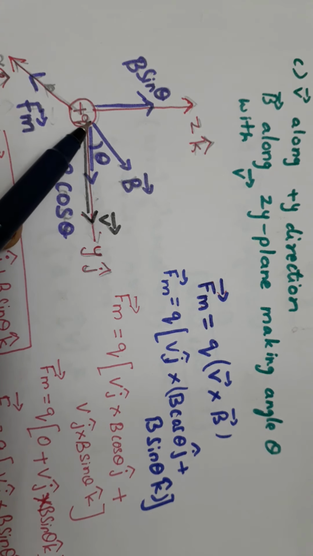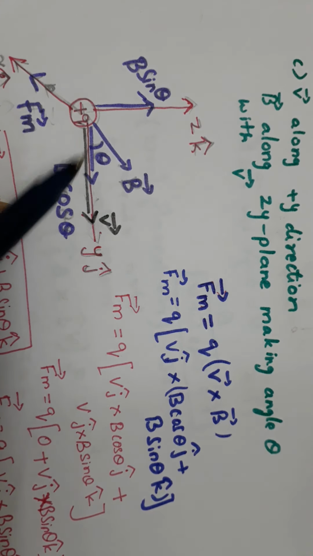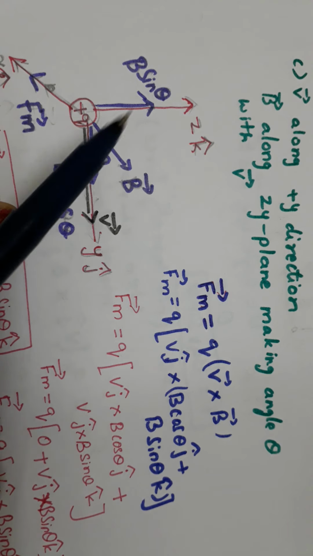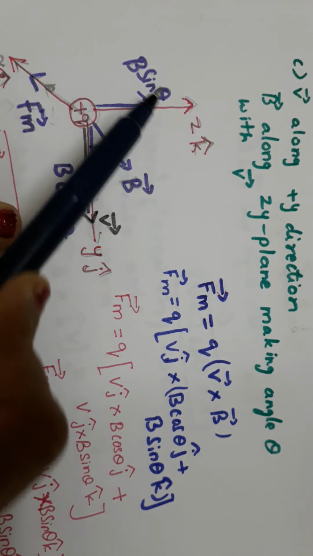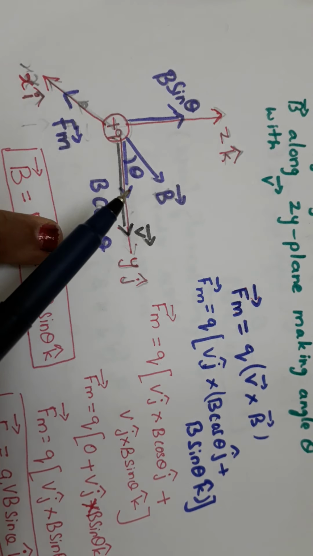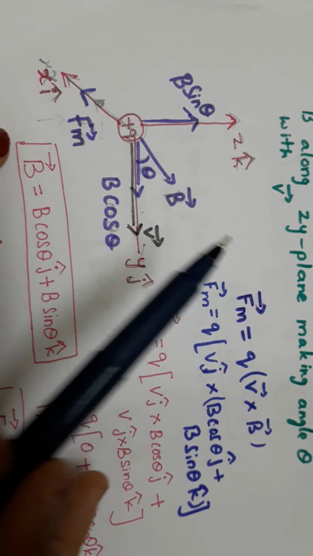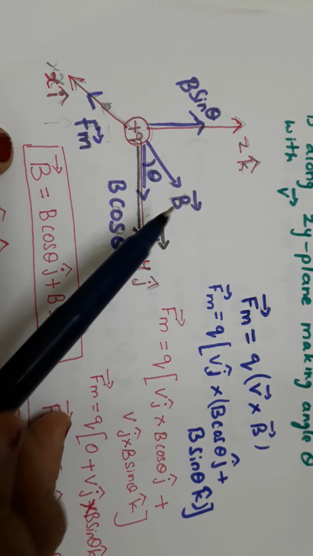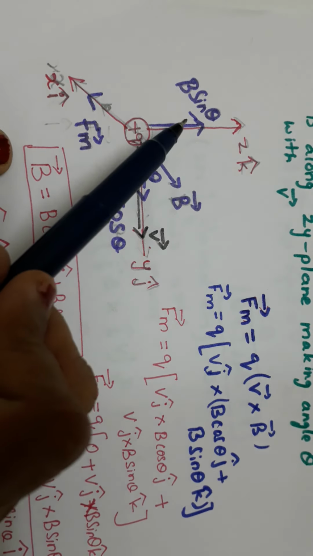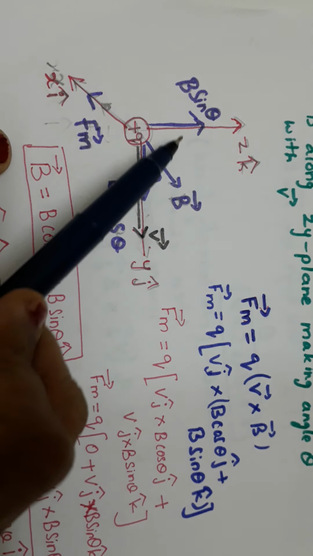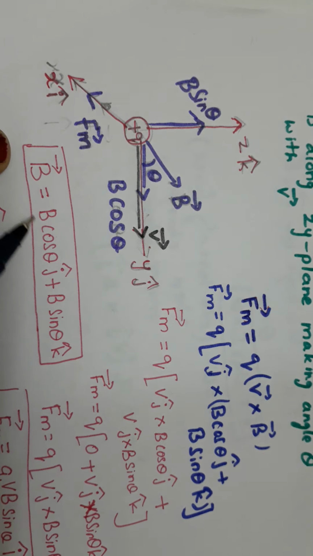So you resolve this B vector into horizontal and vertical components. Theta is here, so you can write the horizontal component as B cos theta and the vertical component as B sin theta. Right children? Already you are familiar with resolution of vectors. Now where will Fm vector be? You can see this B vector is the horizontal component plus the vertical component: B cos theta j cap plus B sin theta k cap. So B vector is the sum of these two, right?